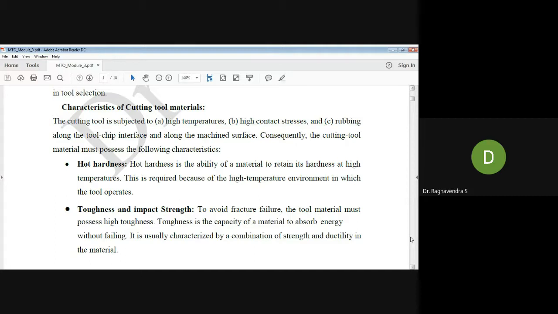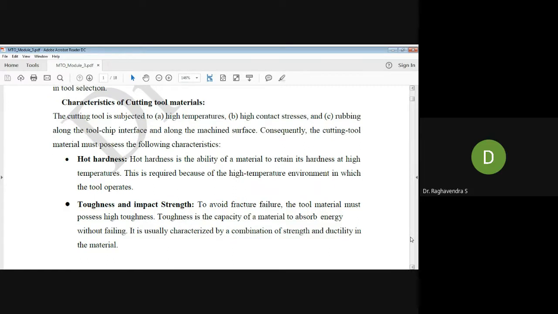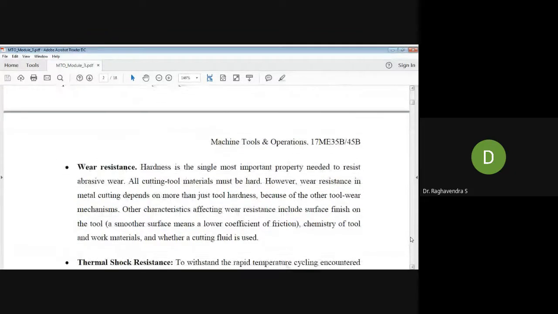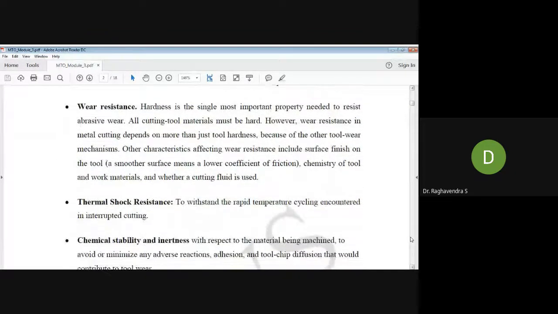Whenever you design a cutting tool, or choose a cutting material, that material should be very hard. The second point is that it should be very tough and have good impact strength. Impact is nothing but sudden load. Next, a very important property is wear resistance.